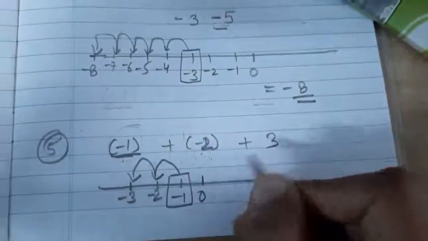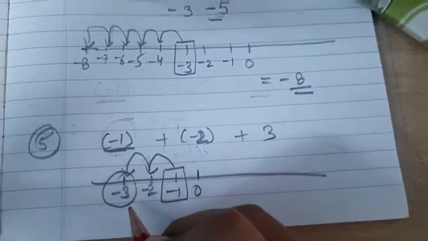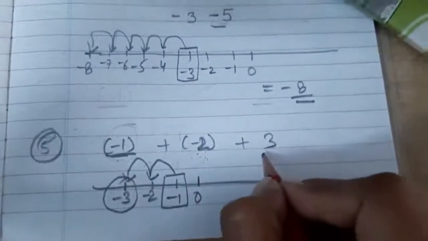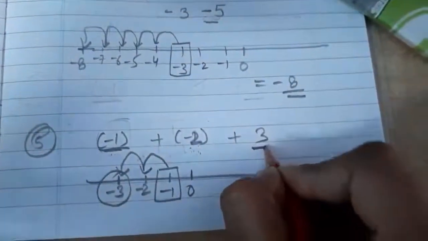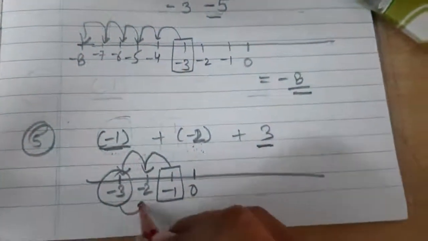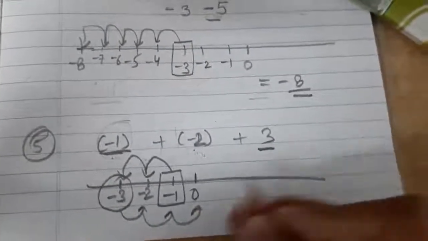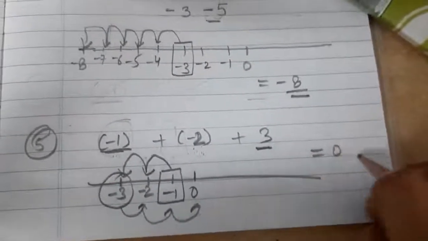Then you have solved only these 2 digits. The remaining 3 is here. So you have to make a circle, because our solution is not completed. Now how many steps do you have to move? 3 steps. This 3 is positive, so you have to move in the right side direction. 1, 2 and 3. If you move in the right side direction, then you will get 0. So your answer is 0.